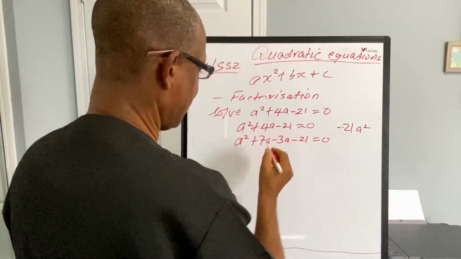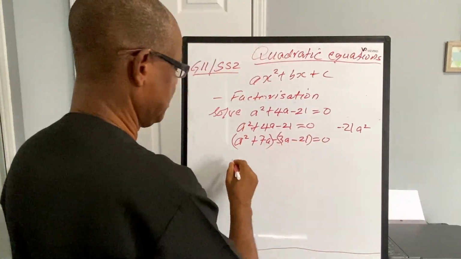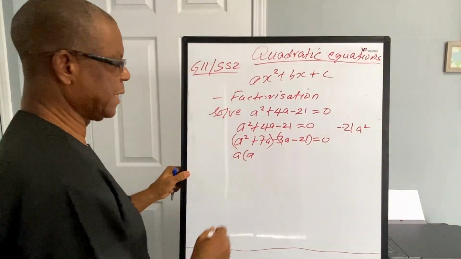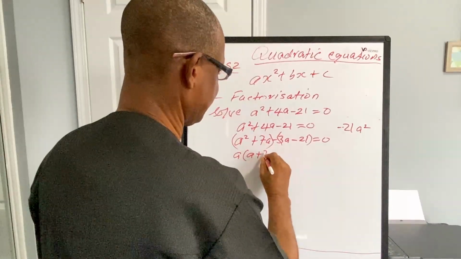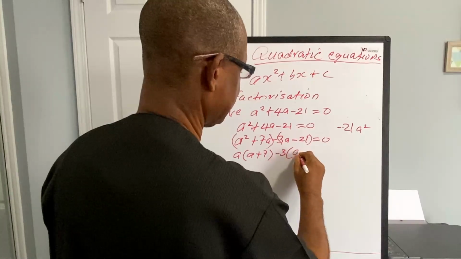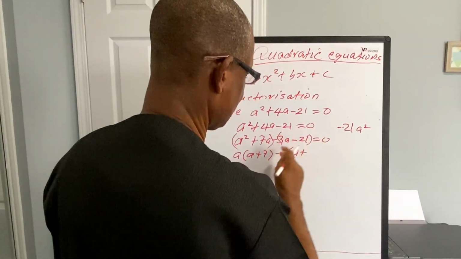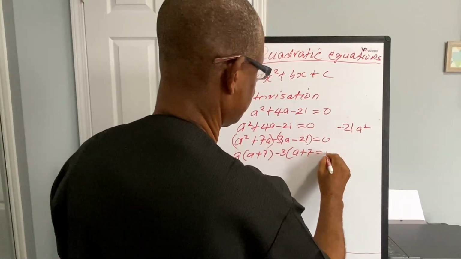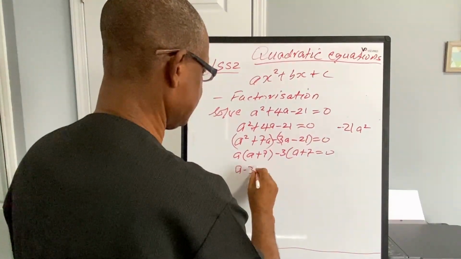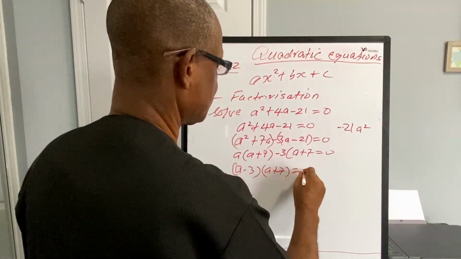And so we now group. We now have this as one group and this another group. We discover that a is common, and when we divide a squared by a, we have a, and divide 7a by a, we have 7. And minus 3 is common, that gives us a. Negative divided by negative is positive, and 21 divided by 3 is 7 equals to 0. We collect a minus 3 times a plus 7 equals to 0.